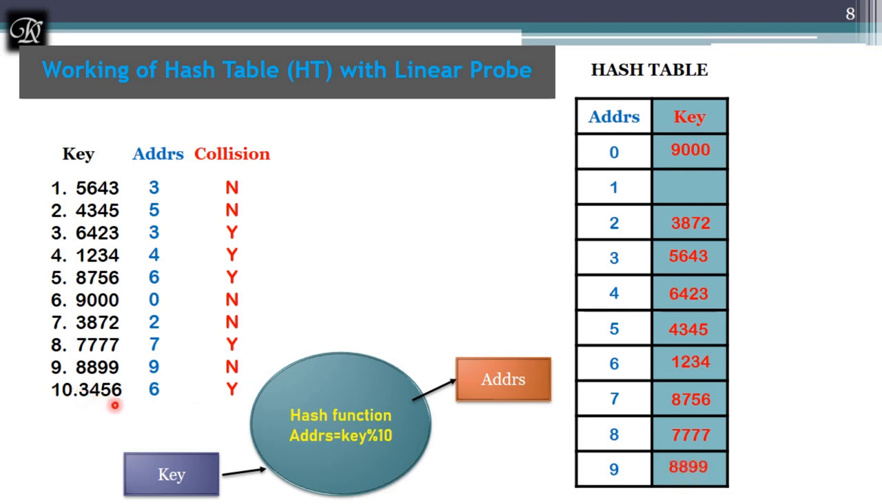Next is 3456. The sixth location is filled, so we have to find the next available free location, which is 1, and we update it there. Let's try to insert one more, like 4545. The hash table is already filled. As I said, we are taking a hash table for 10 elements here. So if I try to insert 4545, there will be a warning message: hash table is full. This is how the hash table will be indexed with the help of linear probe for the given key values.